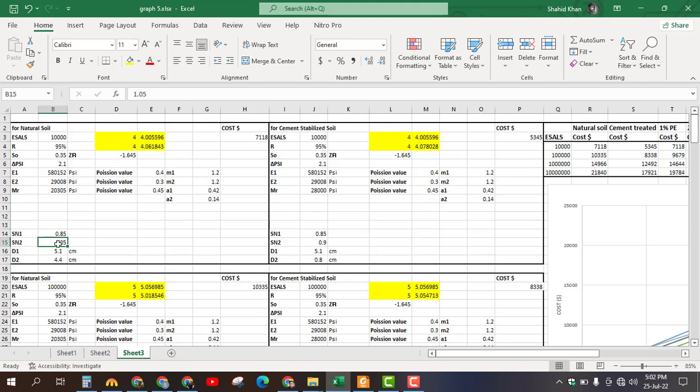Similarly, for the structure number 2, we will make the left and right side of the equation equal. So here it is 4 and there it is 4.06.